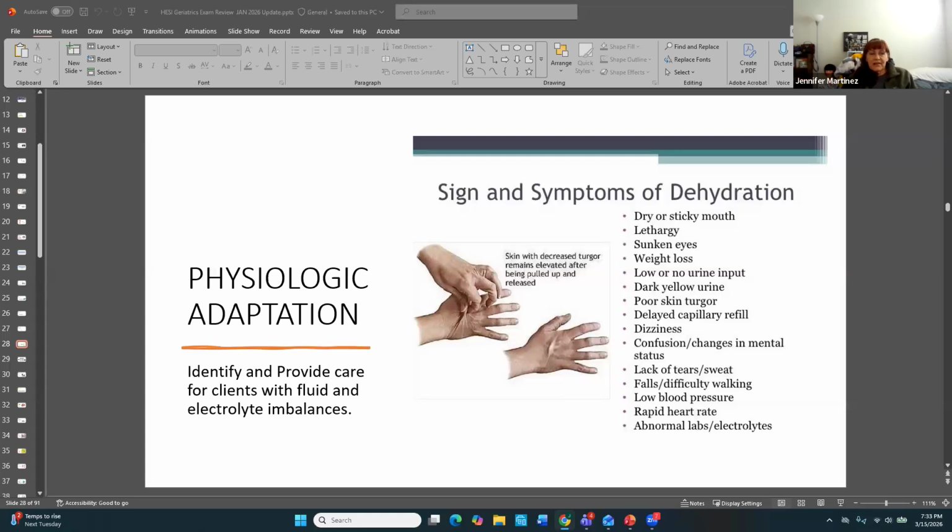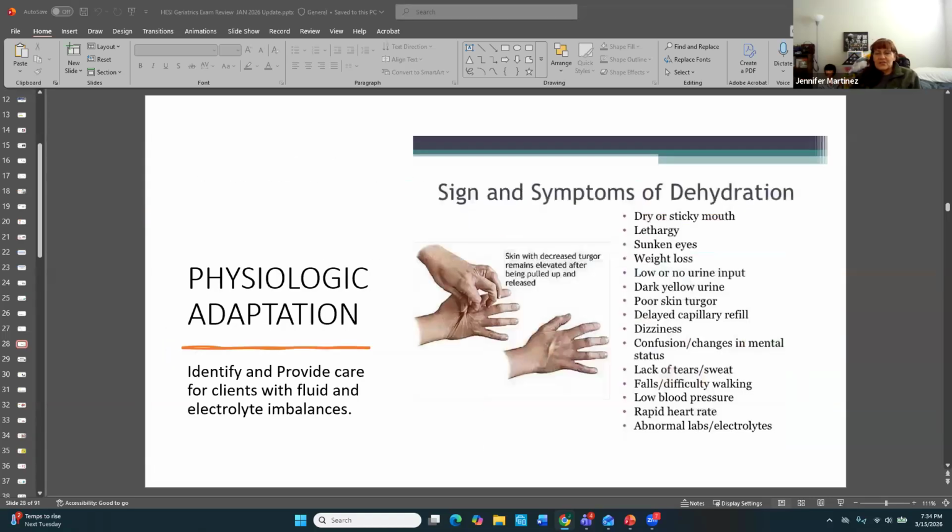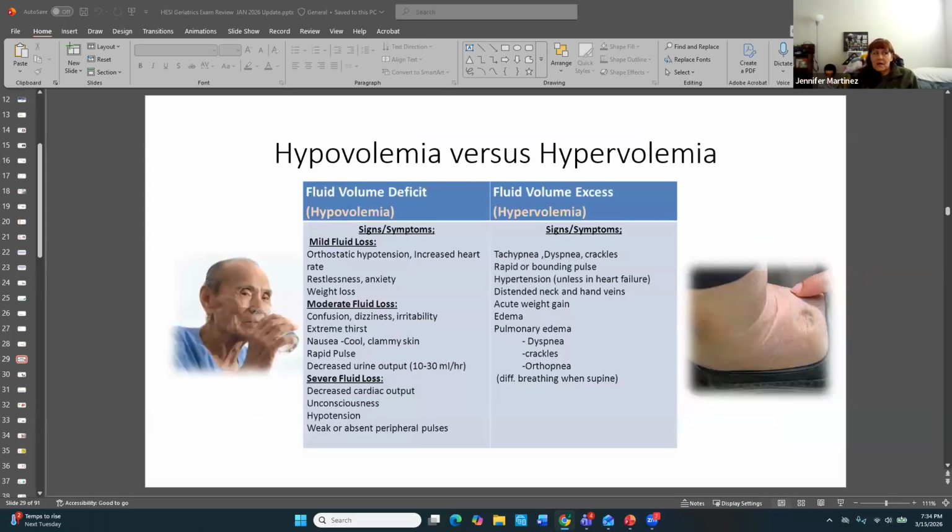Their urine is dark and yellow, or skin turgor, delayed capillary refill. Dizziness, confusion or changes in mental status, lack of tears, lack of sweat, falls, difficulty walking, low blood pressure, rapid heart rate, abnormal labs and electrolytes. So making sure that they have fluids available and that we're offering them fluids.